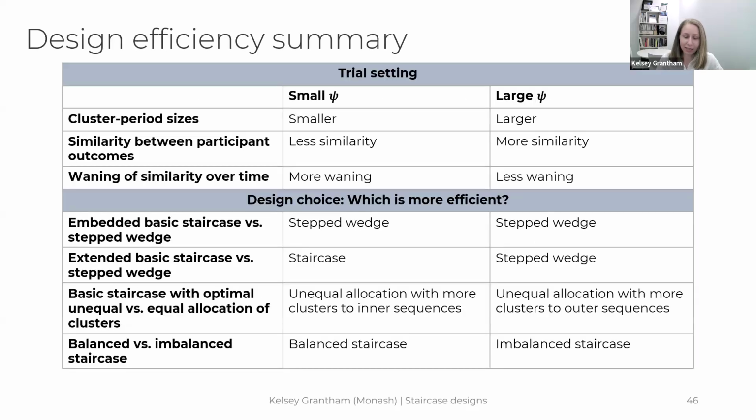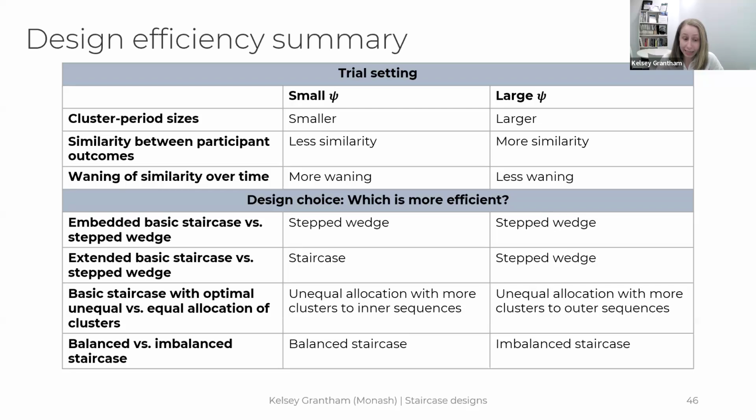So here I've attempted to summarize the design efficiency results by breaking the trial settings into those with a small value of psi and those with a large value of psi. So for trial settings with a small value of psi, where we tend to have smaller cluster period sizes, less similarity between participant outcomes, and more waning of similarity or more decay over time, then we tend to see these types of designs being more efficient. So in the comparisons between staircase and stepped wedge designs, we saw the stepped wedge was still more efficient than an embedded basic staircase, but we already knew it would be. But in some settings, for small values of psi, the relative efficiency wasn't actually that far from 1. So an embedded basic staircase wasn't that much less precise than a stepped wedge design.